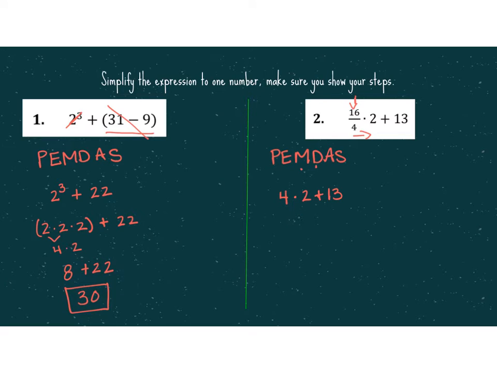So 4 times 2 gives me 8. And then I still have that plus 13. Okay, and now I'm just going to finish that up. 8 plus 13 will give me 21.